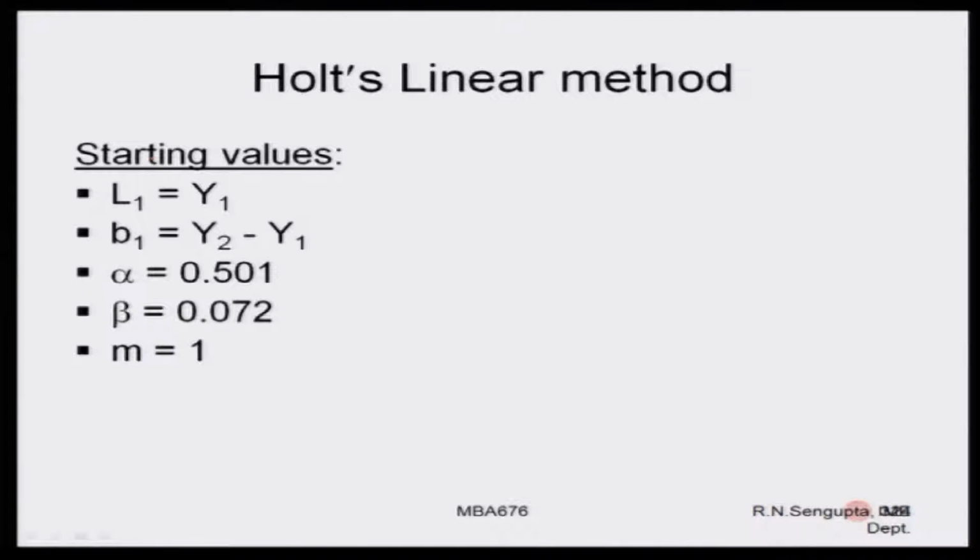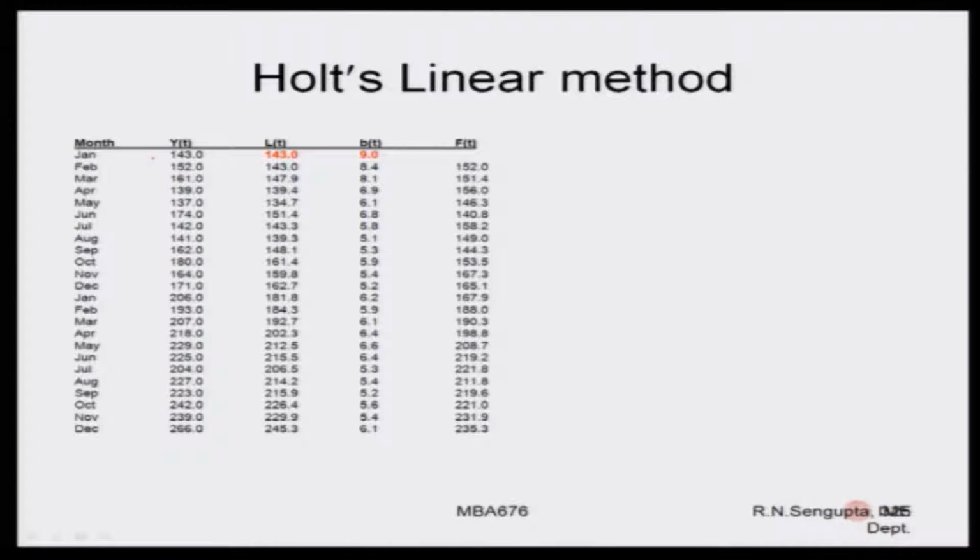I take b1 as the difference between y2 and y1. It can be any other value. I take the values of alpha, beta and m as given, which are 0.501, 0.072 and m equal to 1. This is just arbitrary, in order to show you how the overall process works. Again, I have the January to December data.